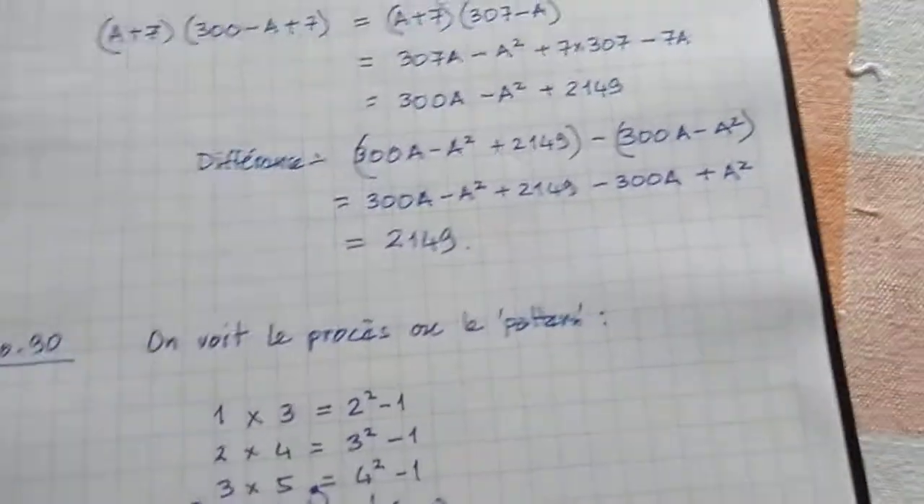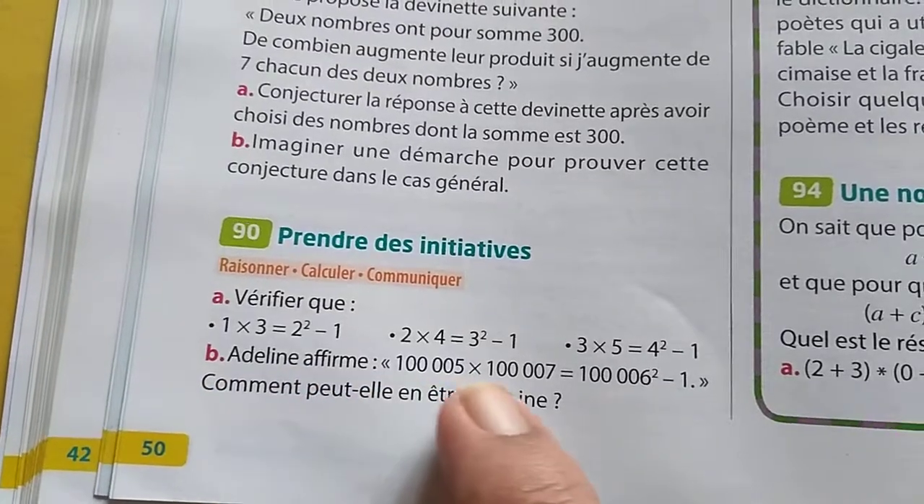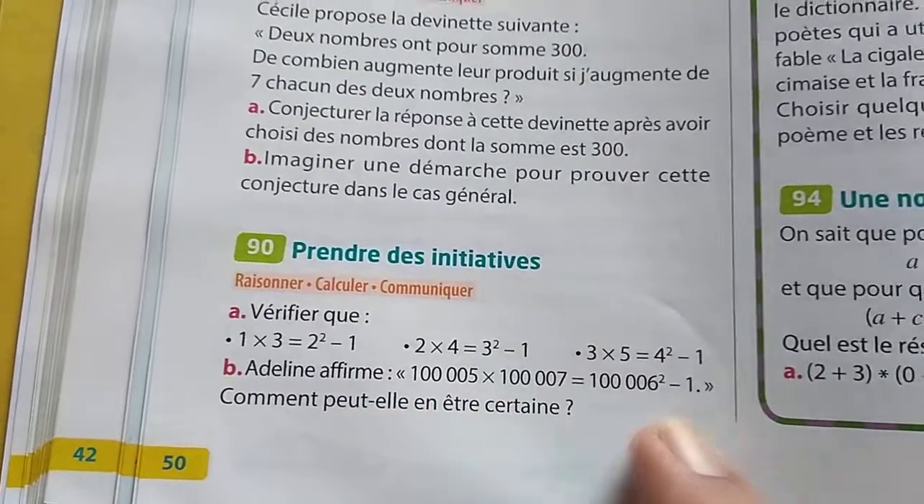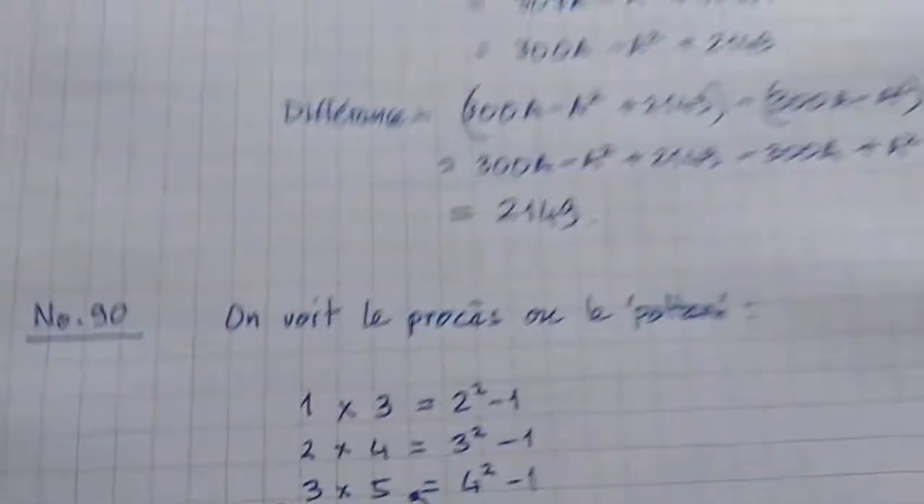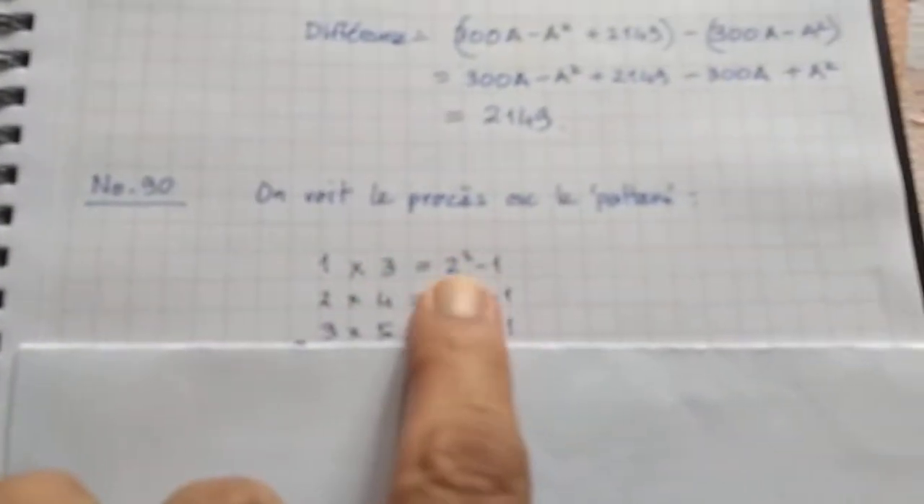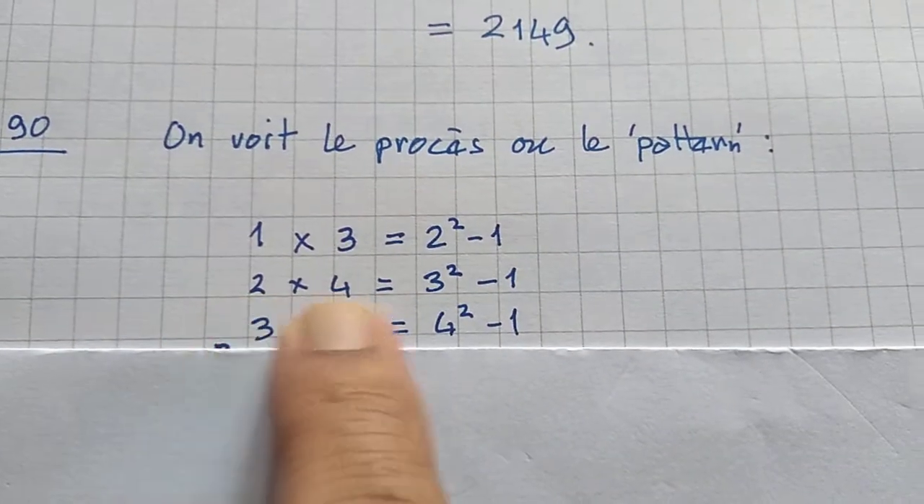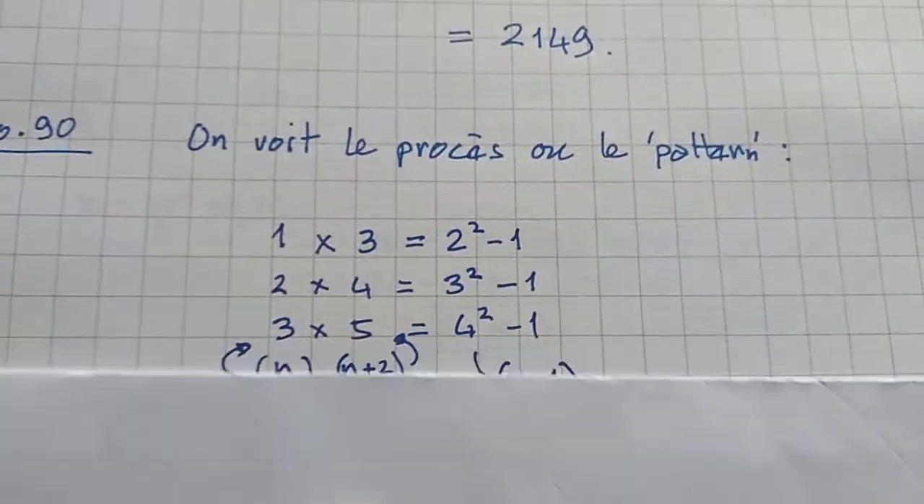So this is number 90. Here you have to just verify that this is correct, find a pattern, and then Adeline affirm that this is correct, comma Patel anath certain. How can she be sure? So this is very simple. The first thing we do is we find a pattern. So we see 1 into 3 is equal to 2 square minus 1, 2 into 4 is equal to 3 square minus 1, 3 into 5 is equal to 4 square minus 1.